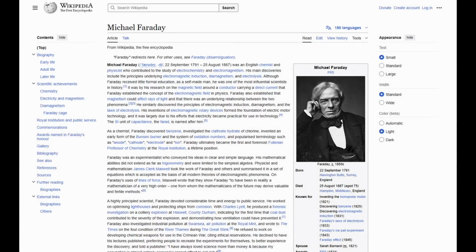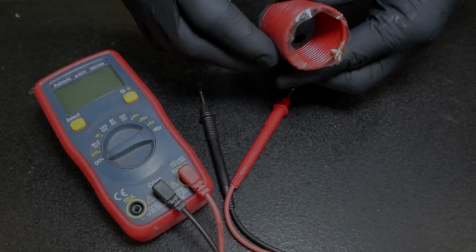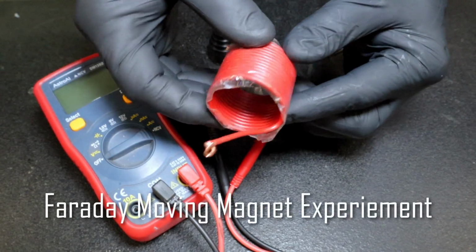Now we have Michael Faraday to thank for the generator. It was in the early 1800s that he discovered the process by which a changing magnetic field induces an electric current in a conductor. And this here is one of his experiments.